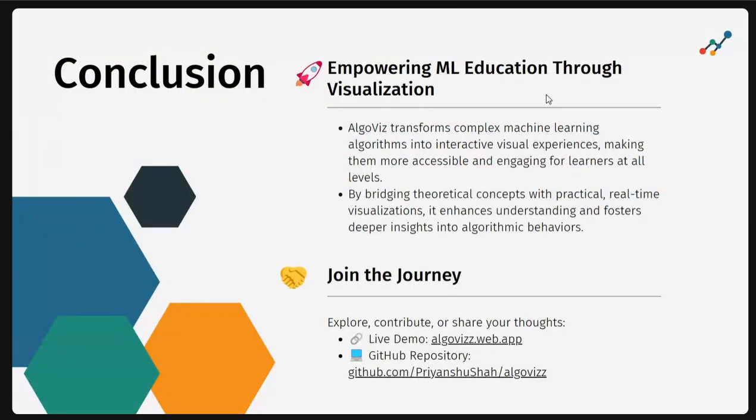In conclusion, AlgoViz transforms complex machine learning algorithms into iterative data-driven systems that deliver intelligence at all levels. By bridging theoretical concepts with practical visualization, we enhance understanding and foster deeper insights into algorithm behavior.